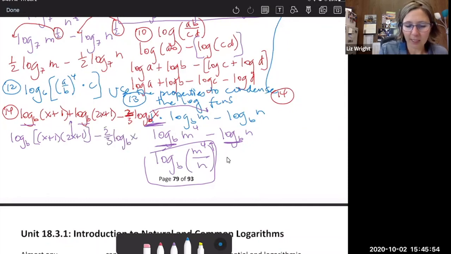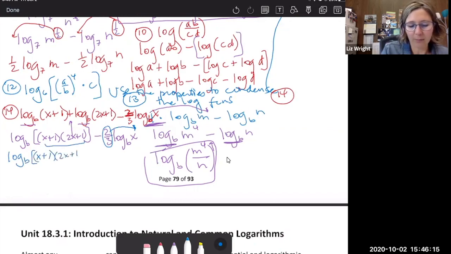So let's take care of this 2/3 and let's bring it up here for our exponent. So then we've got log base b. If you wanted to, we could FOIL these two sets of parentheses. I'm not going to do that. I'm just going to leave it as is. So it's going to be x plus 1 times 2x plus 1. And it's going to be minus log base b of x to the 2/3 power on that one.